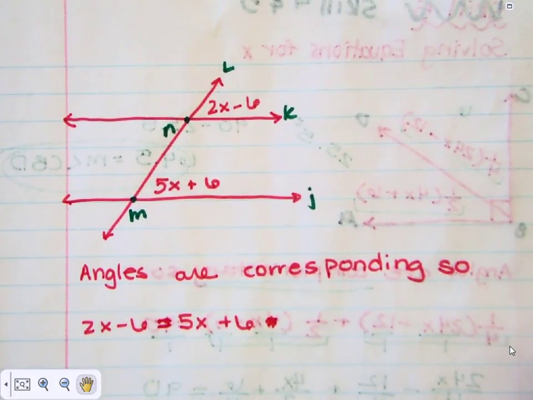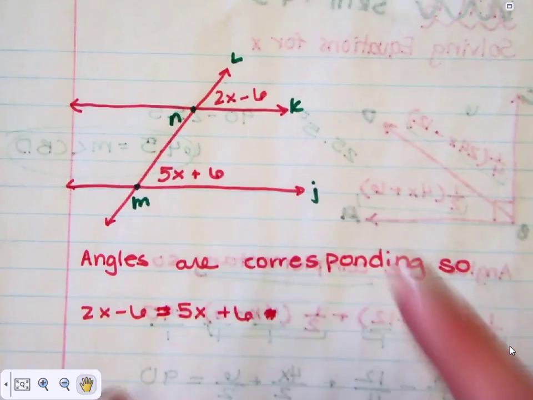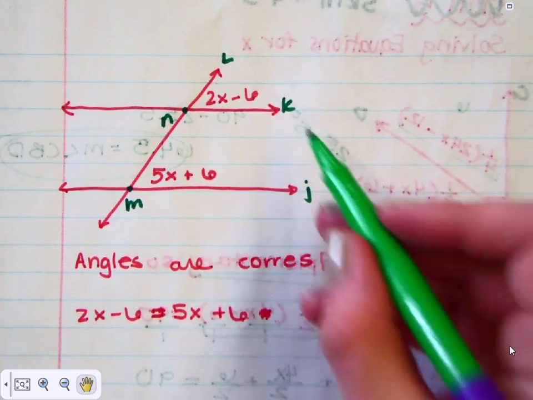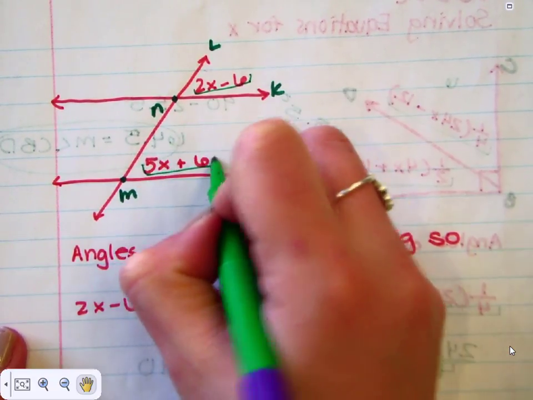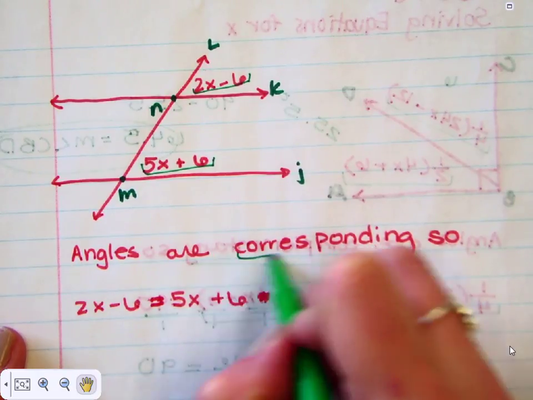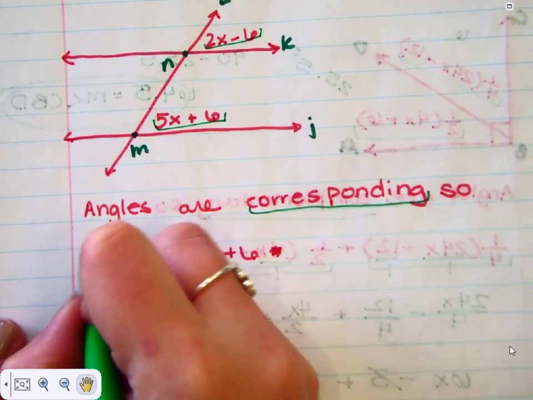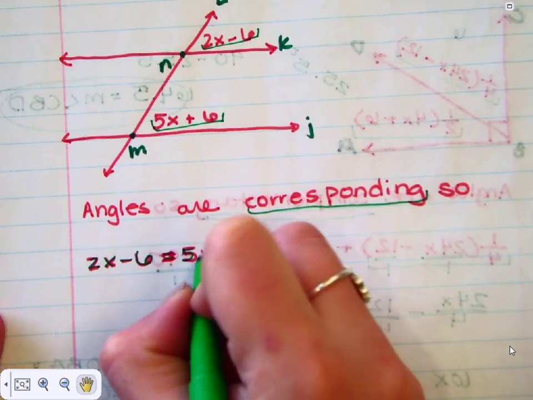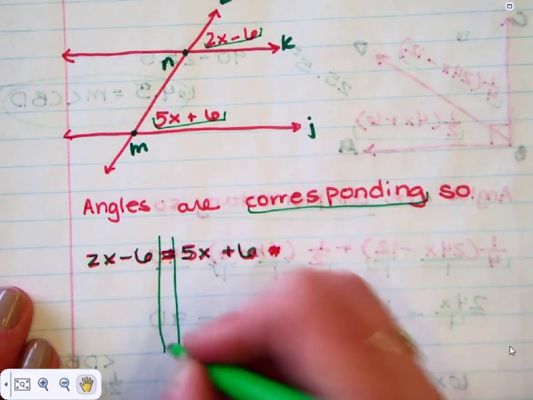So we've all seen a picture like this before. And if you notice the angles that they gave us, it wants us to solve for x. What relationship do you think they have? Well, they're corresponding. So I know that they're equal to each other because they're corresponding. Therefore, I can set up this equation. And I'll just write it in green. 2x minus 6 equals 5x plus 6. And now it's just simple equation solving.